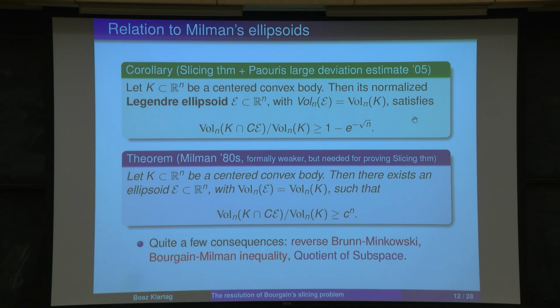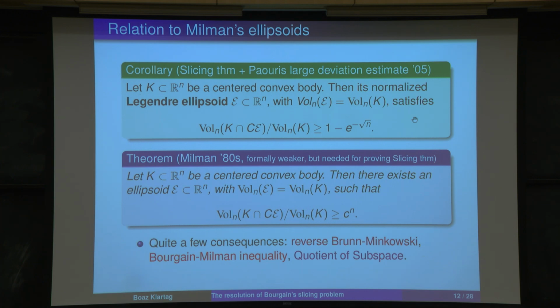This follows from the slicing theorem. And this is, at least formally, a strengthening of the Weizmann ellipsoid theorem. It's the same assumptions, and the conclusion is that, first of all, you don't know which ellipsoid, there is some ellipsoid which is hard to describe, and you don't get something close to 1, you just get something which is at least half to the n, something that does not decay too fast to 0.